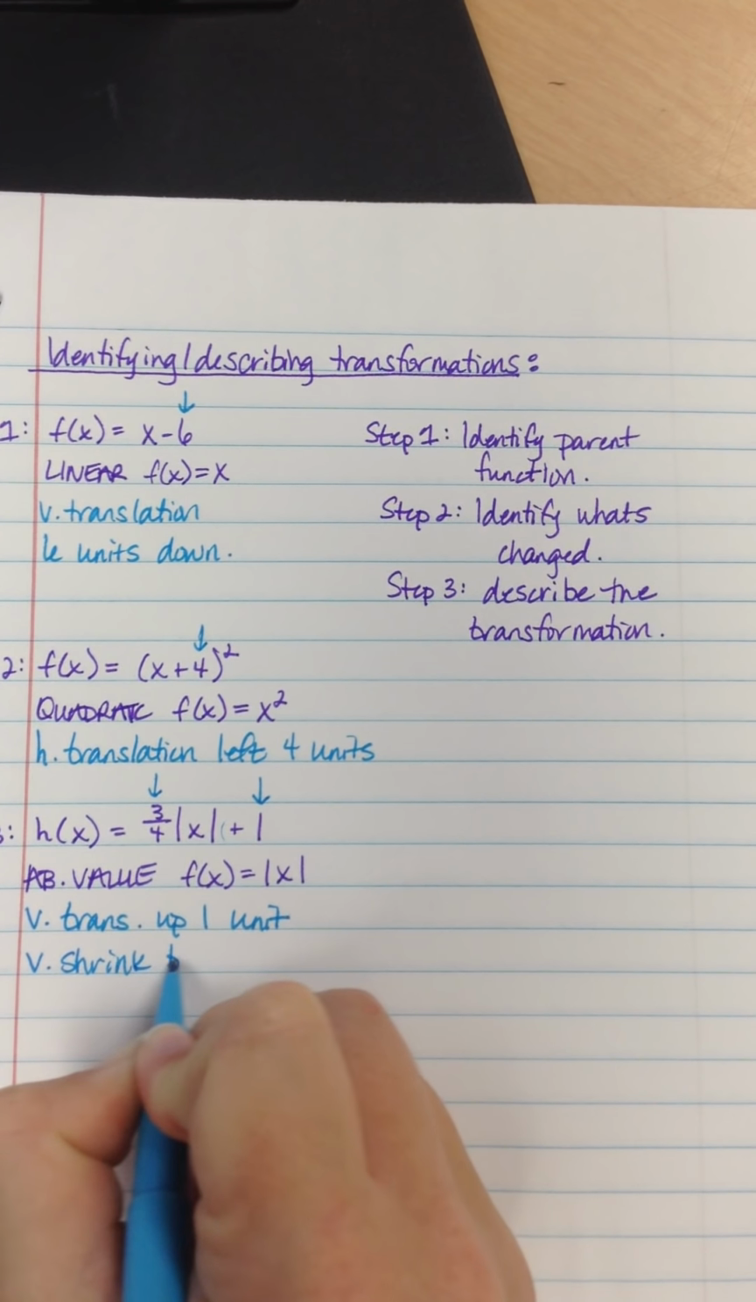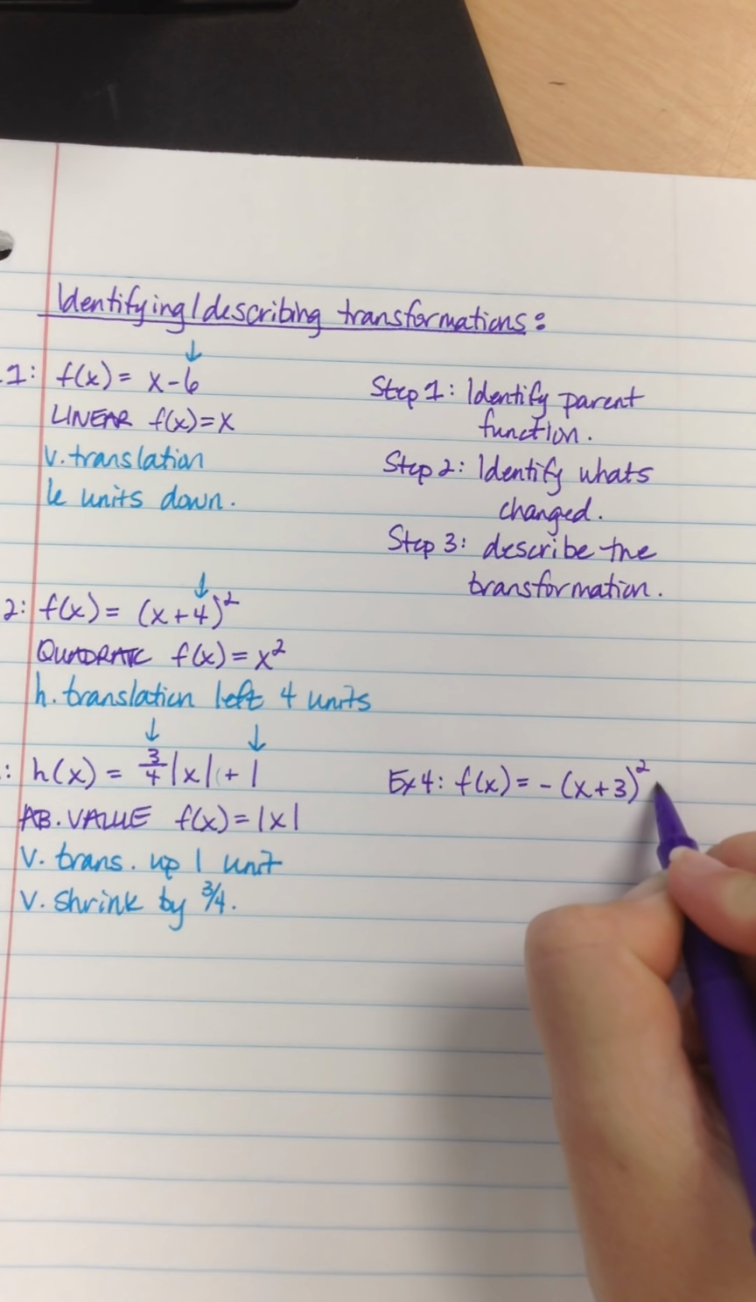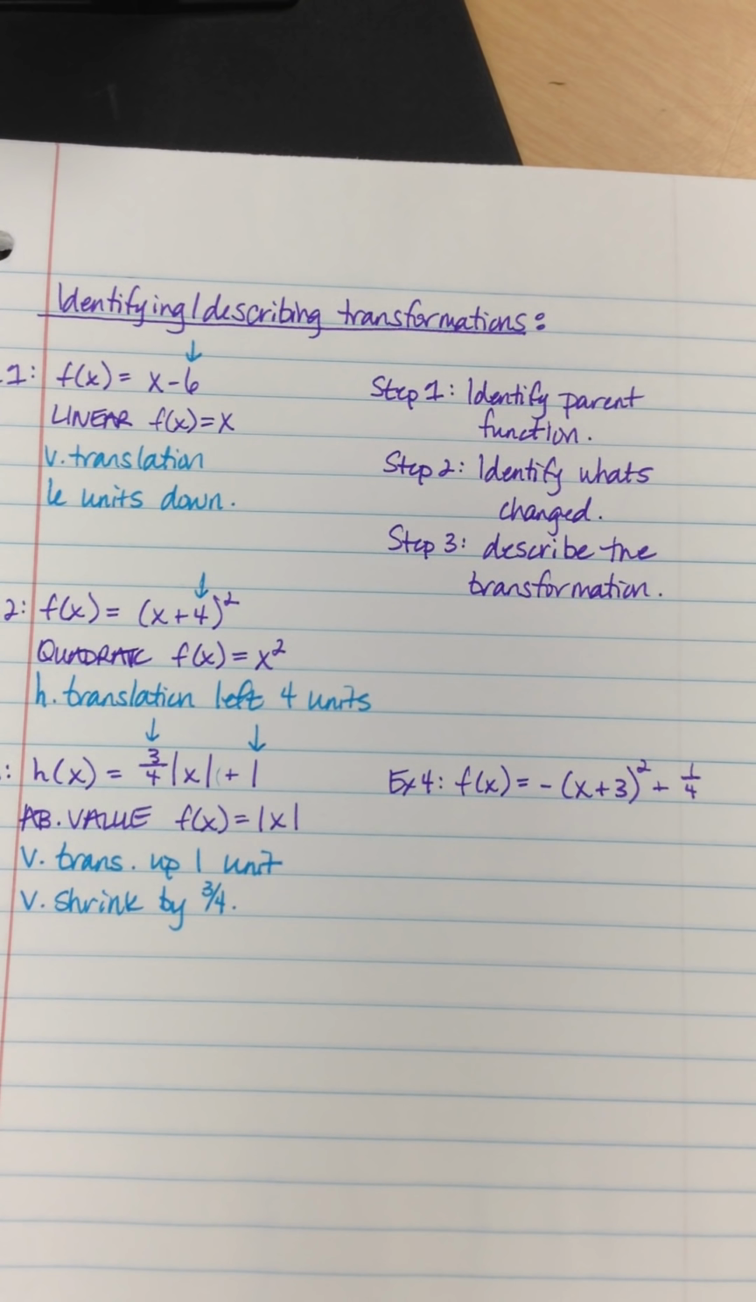I'm going to give you one more. Again, I want you to pause the video and do it by yourself once I give it to you. This is example 4. f of x equals negative (x plus 3) squared plus 1/4. Pause the video and try this one on your own.